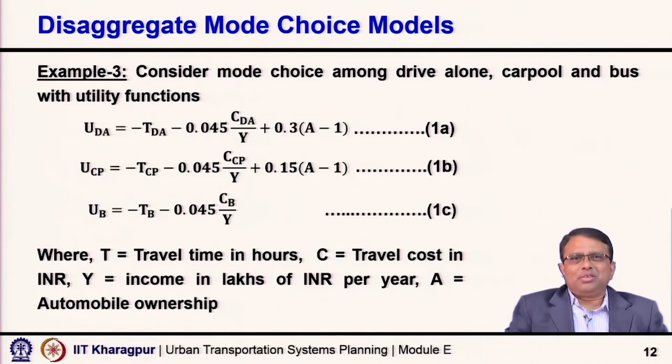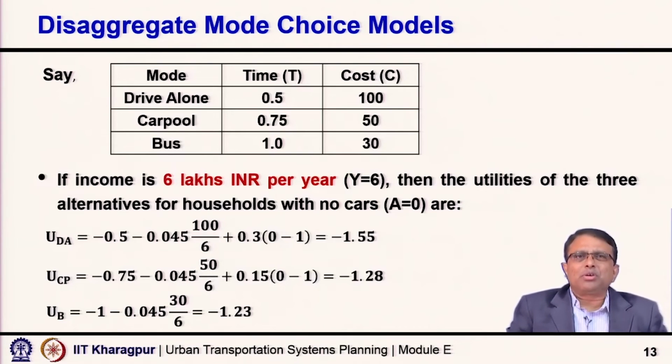All these are considered. Then as usual, if I know the travel time and travel cost for drive alone, carpool and bus, those values are known. And let us consider a person whose income is 6 lakh rupees INR per year, right. So, then I can very well calculate the utility. Utility for drive alone is calculated as minus 1.55, utility of carpool as minus 1.28 and utility of bus as 1.23.